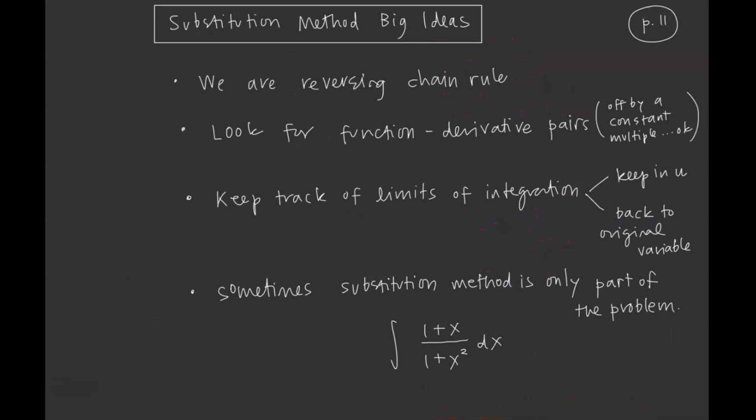Okay, just a quick recap of the substitution method, some of the big ideas. We are basically reversing the chain rule using this method. When we're trying to decide whether to even use the method, we look for function derivative pairs. And if we find one, that function is usually what we're going to let u equal. Be careful in a definite integral to keep track of the limits of integration. You have two ways you can do it. You can keep everything in u, but then you have to translate the limits of integration to what the u variable is doing. Or after you find the antiderivative, you can go back to the original variable and just keep the original limits of integration.